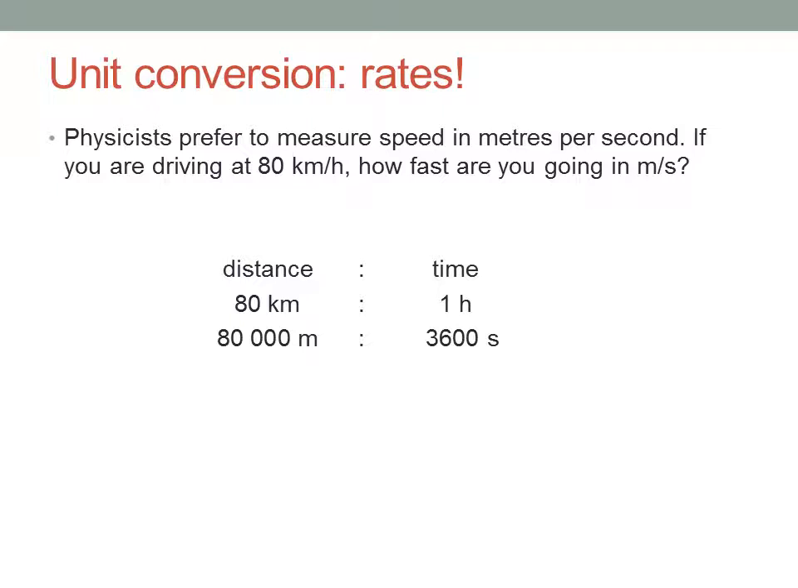Okay, now what do I actually want? I need a speed in metres per second. Well, that's just the number of metres you'll go in 1 second. So divide by 3,600. 80,000 divided by 3,600 is 22.2 recurring. 80 kilometres per hour is 22.2 recurring metres per second. Easy.